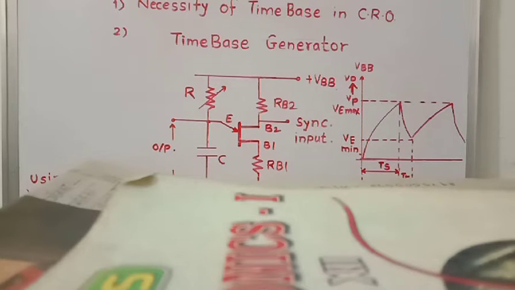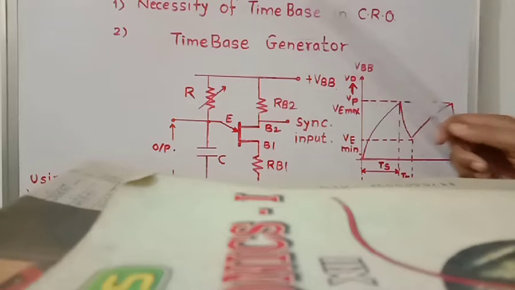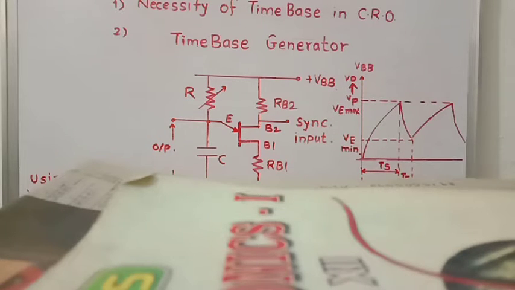Okay, so first we will study why time-based signal is necessary in CRO. We know that the CRO usually displays the vertical input signal waveform on its CRT screen. The input signal which is given from a signal generator is always applied to the vertical input of the vertical amplifier.